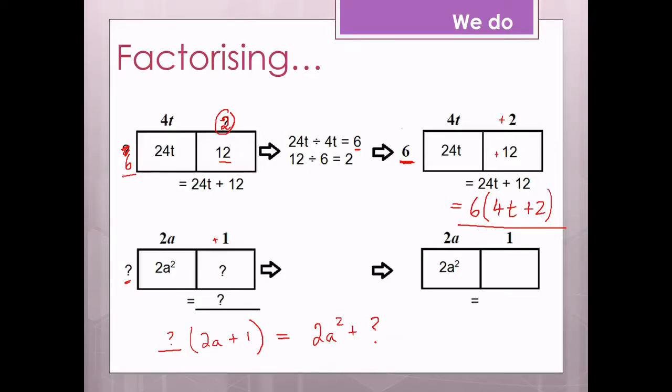I want you to have a think about that one, and I want you to see if you can come up with an answer. I'll give you a wee clue. Start with the 2a squared and divide it by the 2a, and that might be a good starting point. So start with the 2a squared and divide it by the 2a. Why divide? Because that's the opposite of multiplying, because the factorising is the opposite of expanding. Pause the video now and come back and we'll check on your progress.